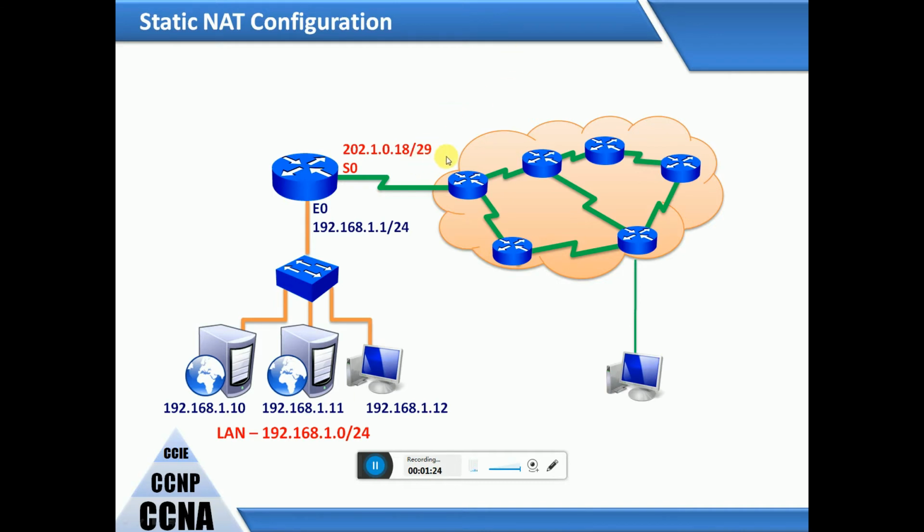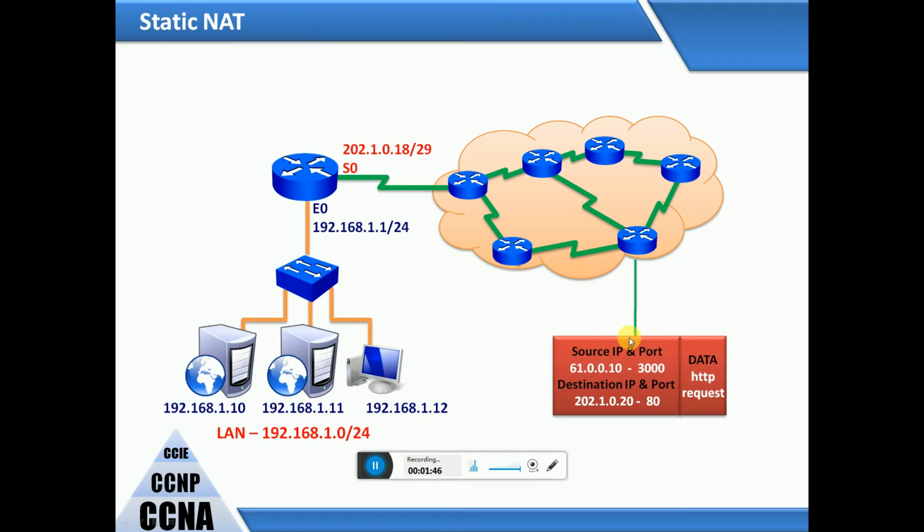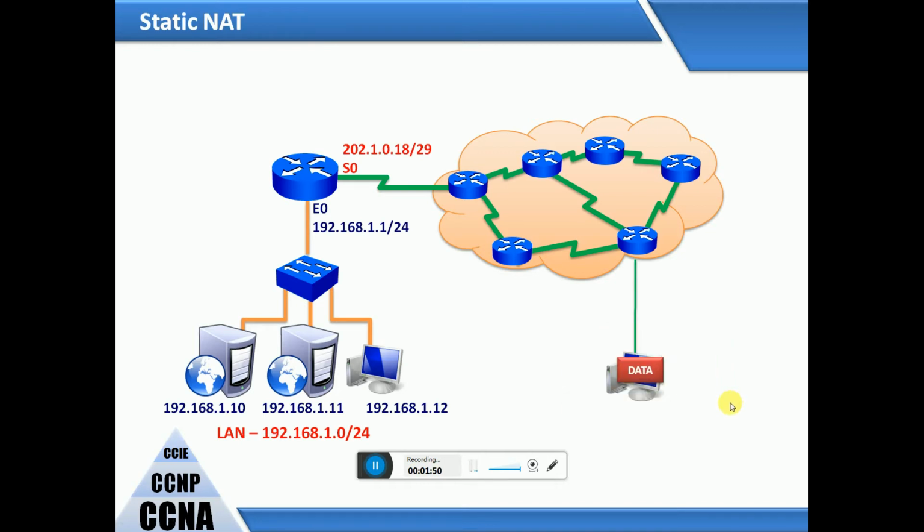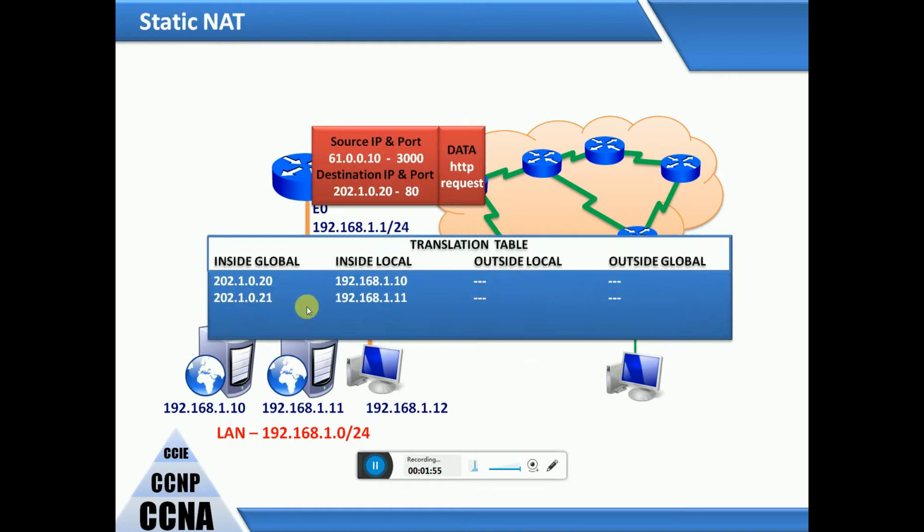102.1.18 and 29 computer. In total there are 6 routers, with one single input distributing to 6 ways and going to the client. This is the static configuration of the concept. In this NAT, the source IP, port, and data HTTP request: this data is going to this and showing this one and this one.